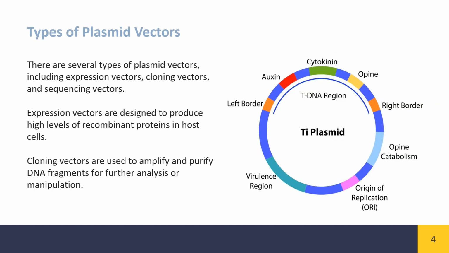Types of plasmid vector. There are several types of plasmid vectors, including expression vectors, cloning vectors, and sequencing vectors. Here we are discussing the expression vectors and cloning vectors. Expression vectors are designed to produce high levels of recombinant protein in host cells, whereas cloning vectors are used to amplify and purify DNA fragments for further analysis.